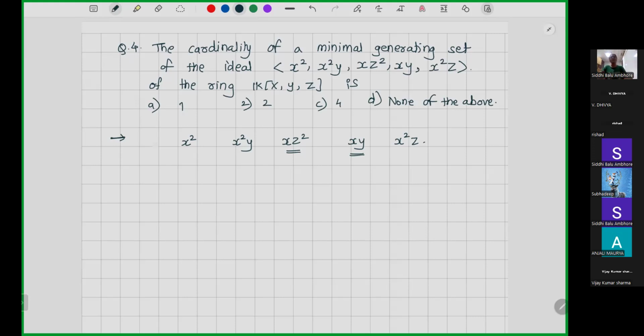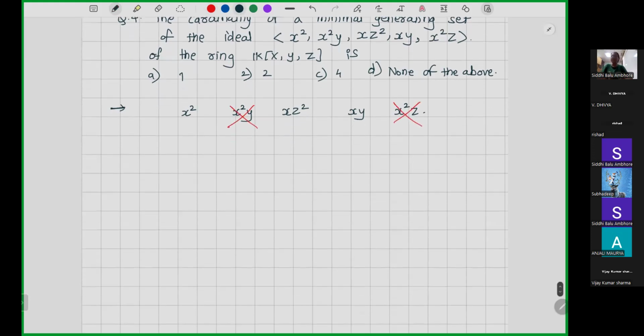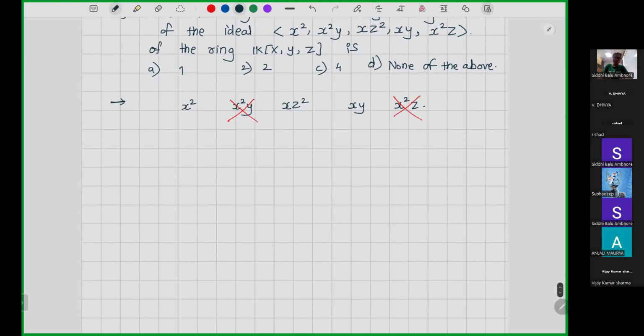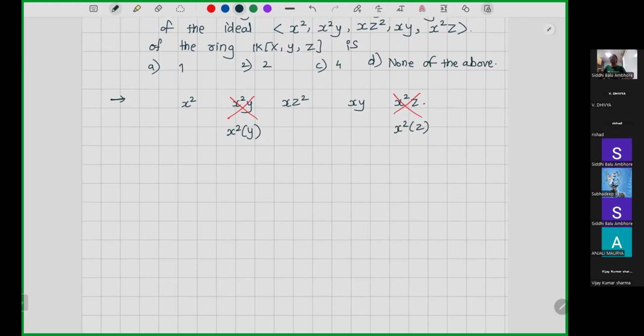No, x square y and x square z would be generated by x square. So those two we can remove. So it should be less than or equal to 3. Yes, exactly. That's true. So these two we can get rid of since x square divides x square y, and this is just x square into y, and this is x square into z. So we can get rid of these from the minimal generating set.